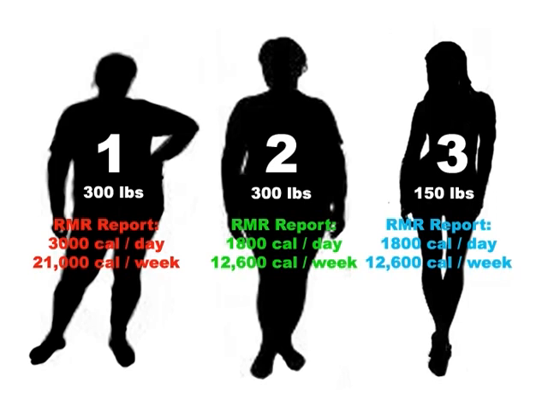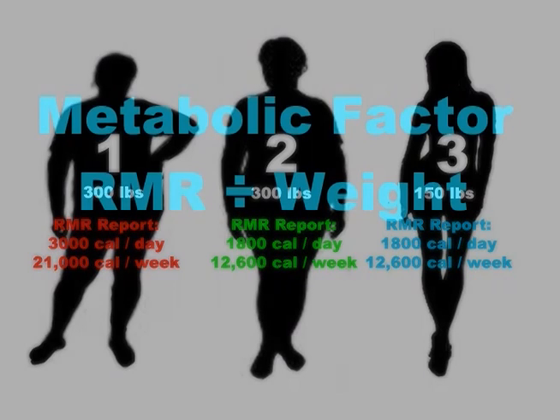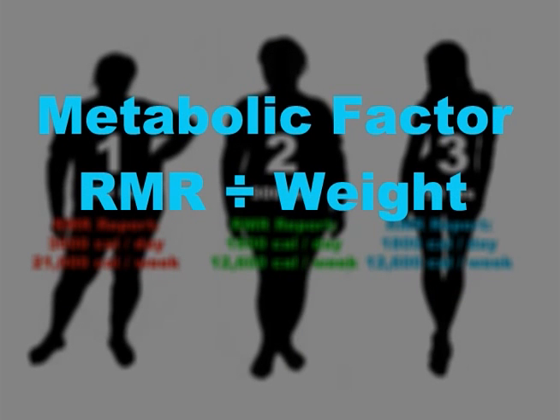Note the differences and similarities between these 3 patients. For example, the first and second patients weigh exactly the same, but their RMR results are vastly different. And while the second and third patients' weights are completely different, their RMR results are exactly the same. Based on these RMR results, we can calculate the metabolic factor. The metabolic factor formula is RMR divided by weight.